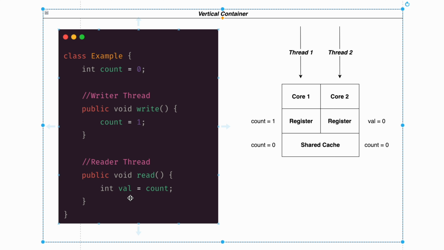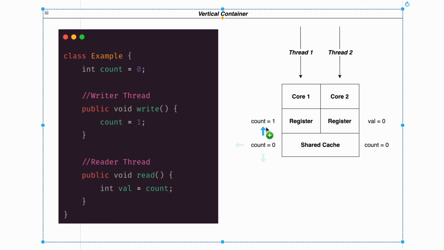So what would happen if you try to access the value of val by either printing it or debugging it? You may see something like this. To begin with, count is 0, that is in the shared cache. Then the count is updated to value 1 and this value is there in the register which is local to core 1. Now core 2 is running thread 2 and it is trying to access the value for count.